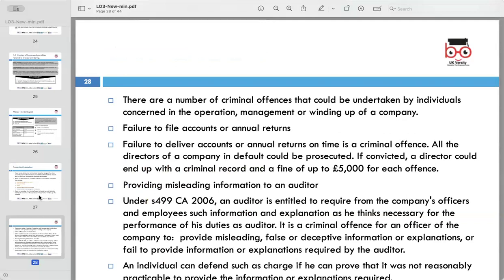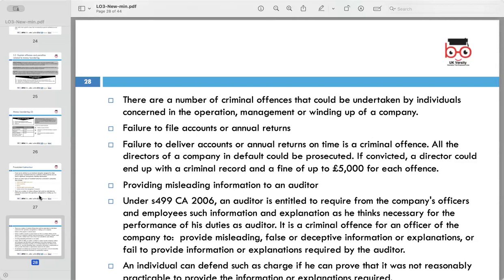Individuals involved in the operation, management, or winding up of a company may commit several criminal offenses under company law. Failure to file accounts or annual returns within the stipulated time frame constitutes a criminal offense, potentially leading to prosecution and fines of up to £5,000 per offence for all directors in default. Providing misleading information to auditors is also prohibited.